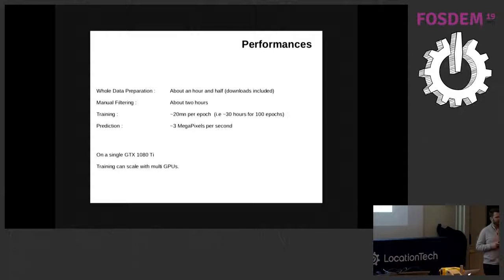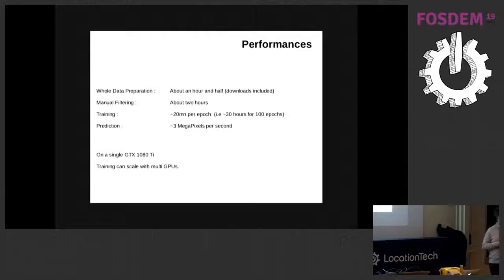Regarding the performance figures, the 2 hours for manual filtering and the 20 minutes per echo, for what number of tiles are they? On the training, it's something like 2,000 tiles, each of 512 pixels square. About the manual filtering, I grow something like 1,000 tiles, and I remove about half of them.